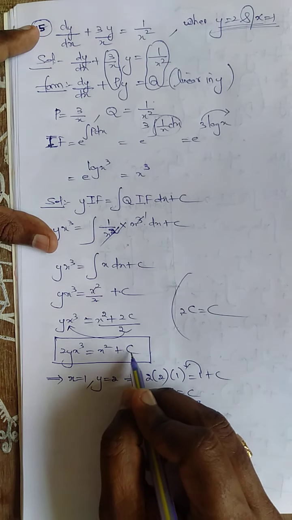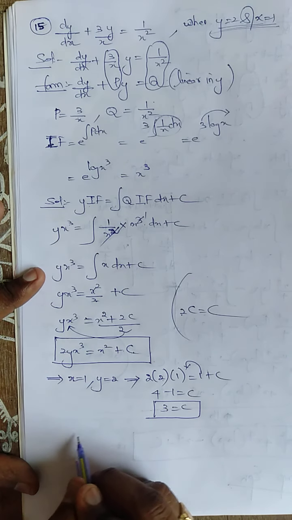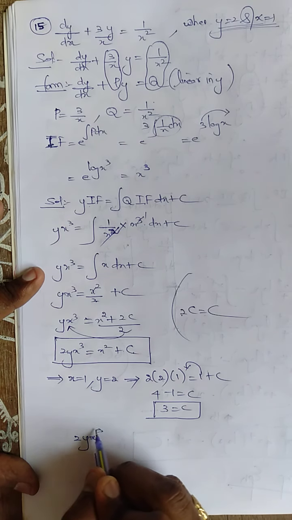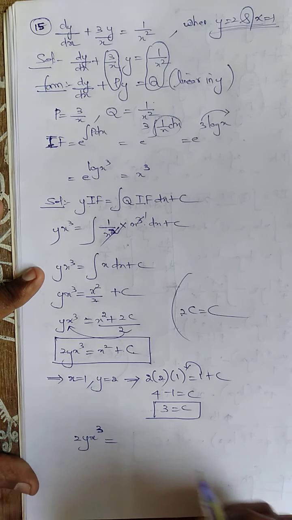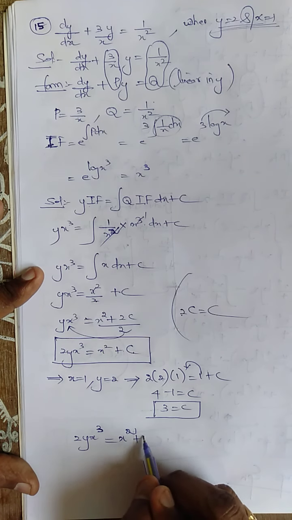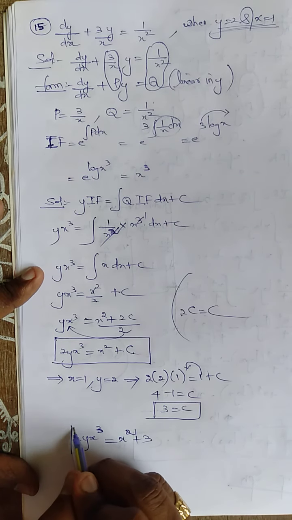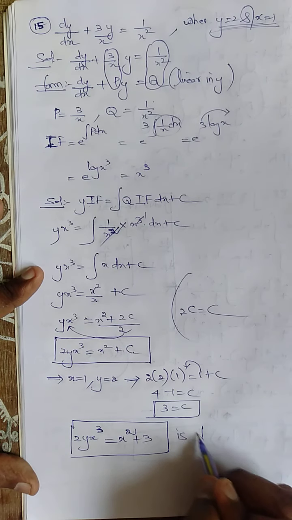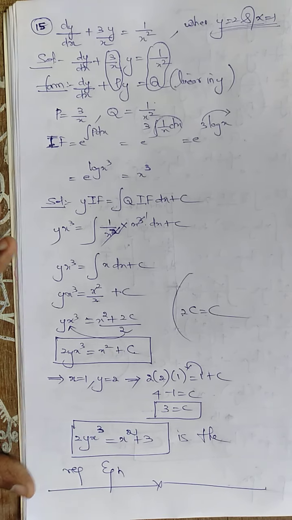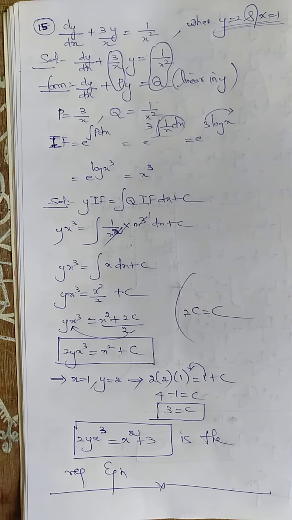Now apply c is equal to 3 here. What is the answer going to be? 2y x cube is equal to x square plus, what is the c we have got? 3. So this is the required equation. With this we have finished exercise 10.7. Thank you.